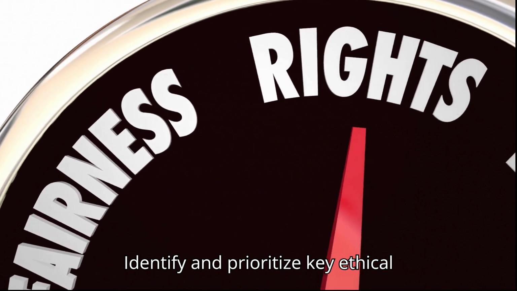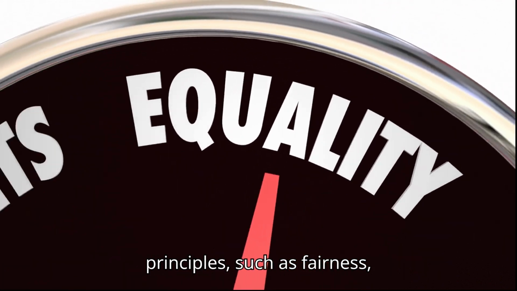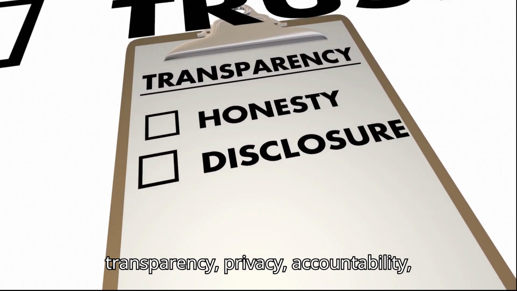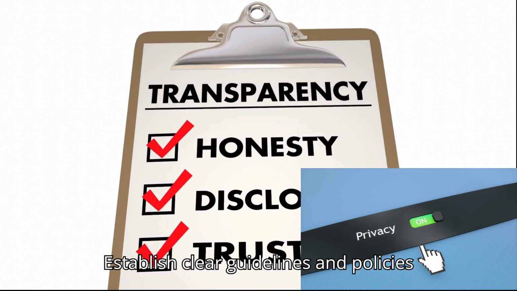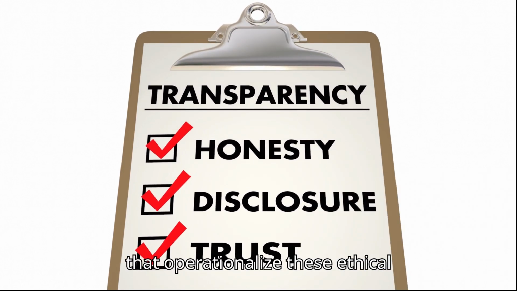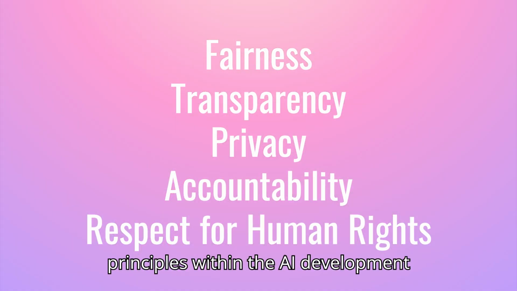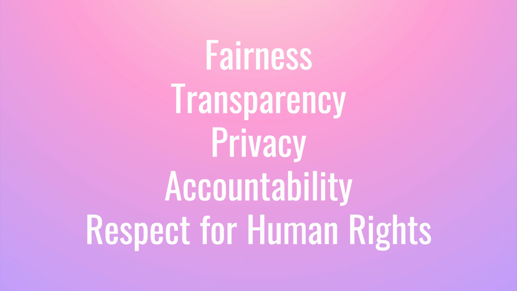Identify and prioritize key ethical principles, such as fairness, transparency, privacy, accountability, and respect for human rights. Establish clear guidelines and policies that operationalize these ethical principles within the AI development lifecycle.